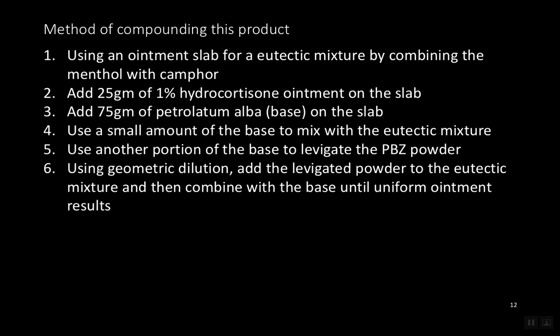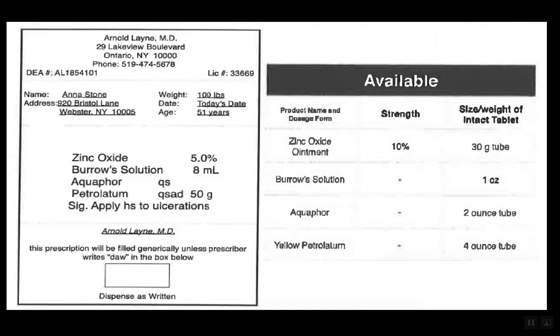So this is like geometric dilution. Use another portion of the base to levigate the PBZ powder that you're going to crush and add. Using geometric dilution, add the levigated powder. You levigate the powder by taking a little bit of the powder and using the base to press against it. After that, slowly combine everything together until you form a uniform ointment. I think in the future I will try to get an ointment slab so I could show you guys, like do a video on that.